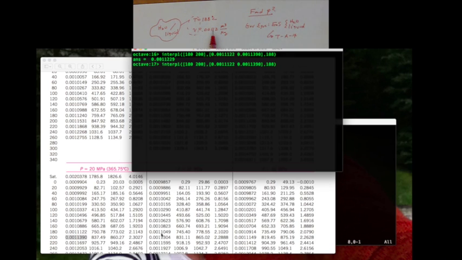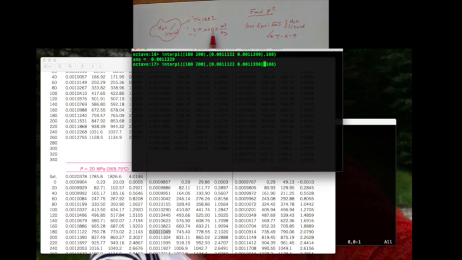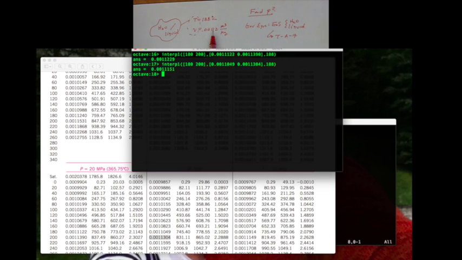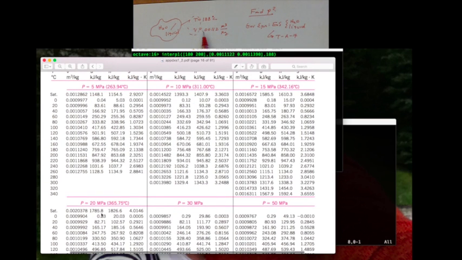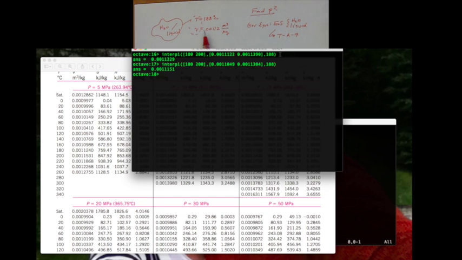If we do that, copy and paste these new values of volume in, we are lower. So we know that we actually have to interpolate between 20 and 30 megapascals. We can't interpolate between 20 and 15. Why? Because both of those values would be larger. In fact, let's just verify that real quick.